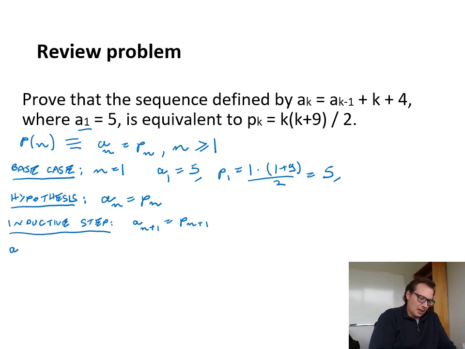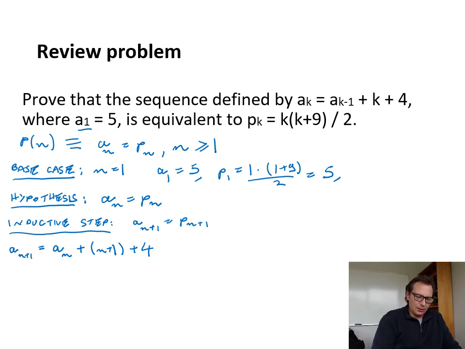So a of n plus 1 is equal to a of n plus n plus 1 plus 4. So that follows from this recursive definition. Let me just double check if it is right. Okay, a of n plus 1 is equal to a of n plus n plus 1 plus 4. Great. So we have a of n here.